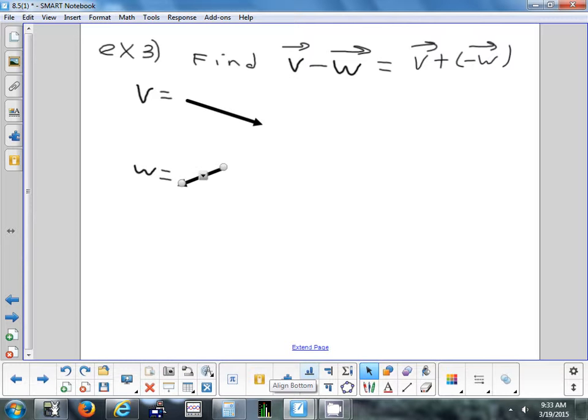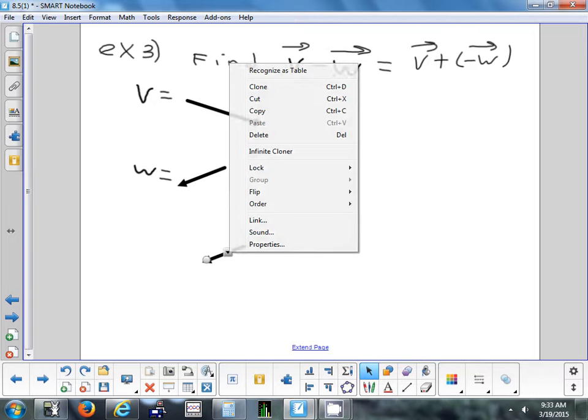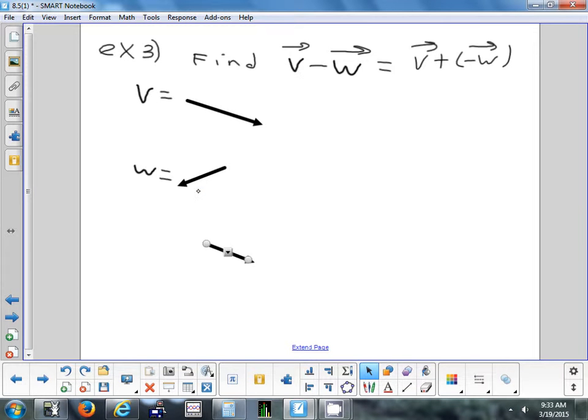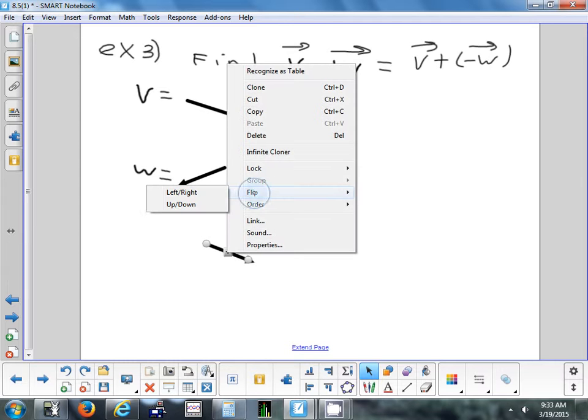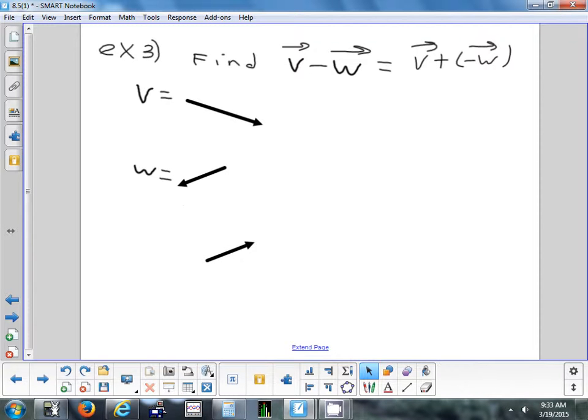Okay, so that's good. Now we need negative W. Well, to find negative W, I can do two things. I can reflect it horizontally and then reflect it vertically. So if you remember from geometry, that's something you can do to basically rotate 180 degrees. Just like what I did. So now, I just took V, I put negative W on the end of it, and there's my answer.